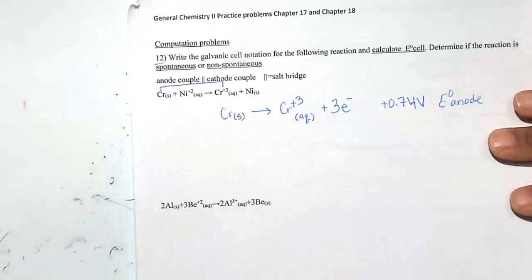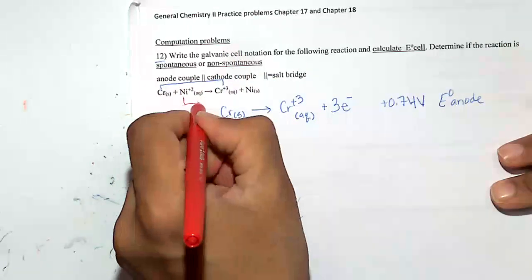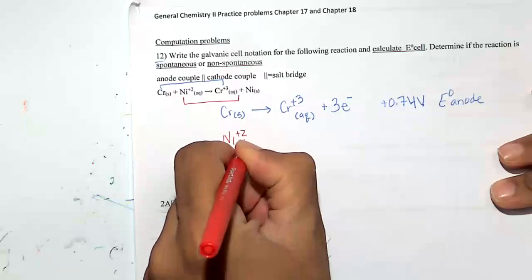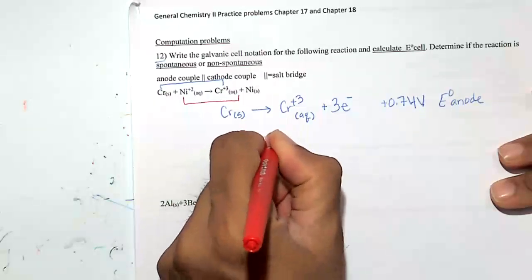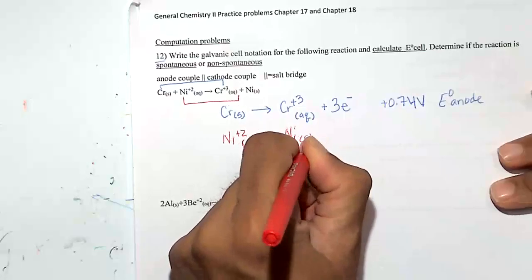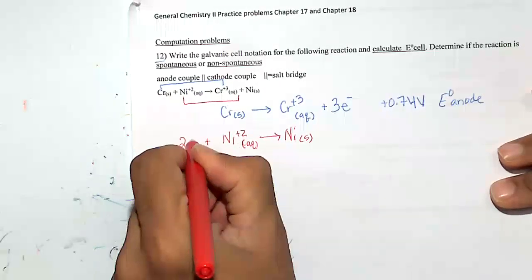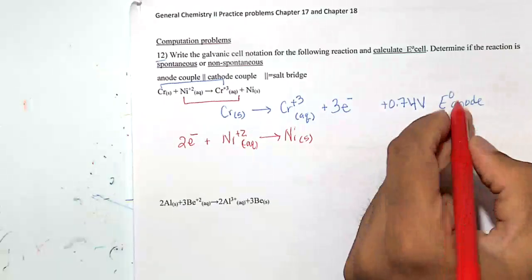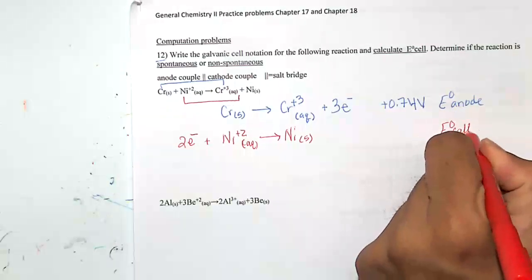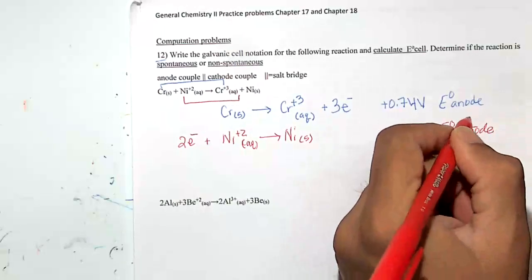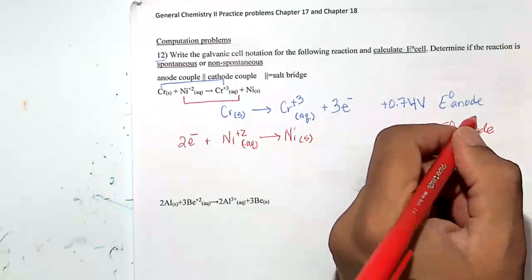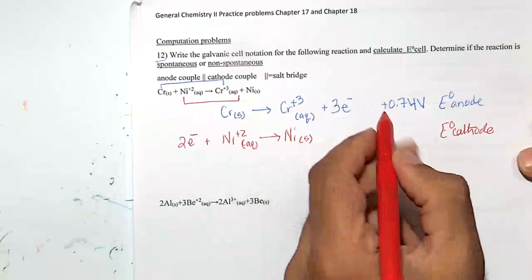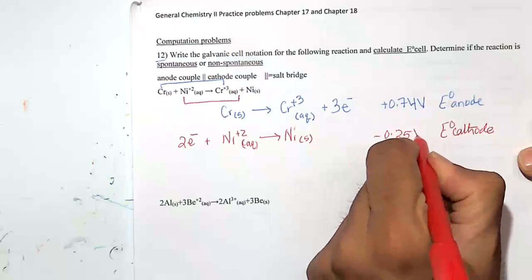So this is the anode. The cathode is nickel plus 2 going to nickel solid. How many electrons and where? 2 on the reactant side. This has to be the cathode if the other one is the anode. And what do you see here for their voltage? Is it listed? I see it as negative 0.25 volts. We keep it the same. We do not alter it.